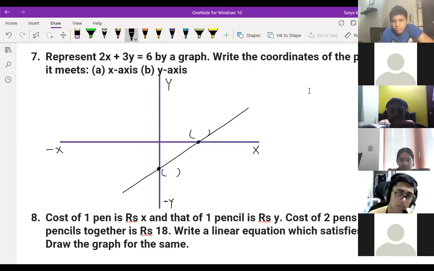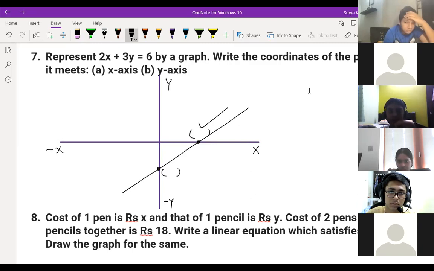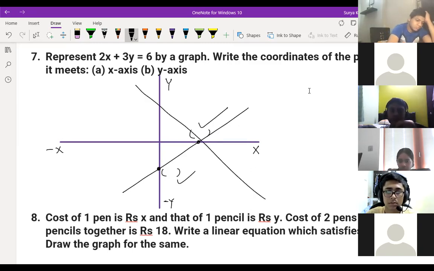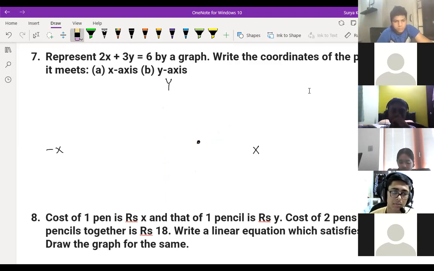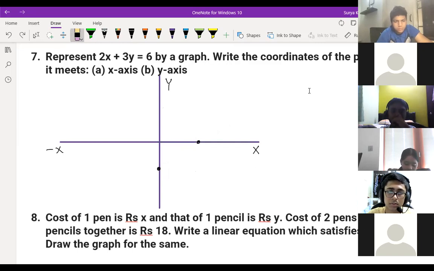Yes, sir. See, write the coordinate of the point where it meets the x-axis. It means this point, and the second point is this one. That's it. Suppose the graph came like this. So this is your y-axis and this is your x-axis, and where it meets, those coordinates you need to write. Is it clear? Yes, sir. It means that if you put x equal to 0, you'll get the y value. If you put y equal to 0, you'll get the x value. That's it.